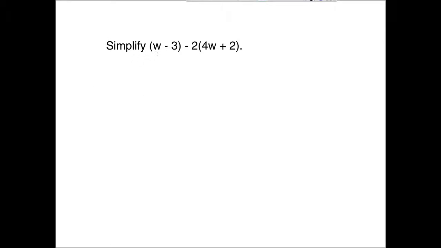We're going to simplify w minus 3 minus 2 times 4w plus 2. First off, I want to use the algebraic definition of subtraction and change this into an addition problem. So I've got w plus a -3 minus plus a -2 times 4w plus 2. This I can just simplify right away. I can remove the parentheses because there's like a 1 here. Multiplying through, I just get w plus a -3.